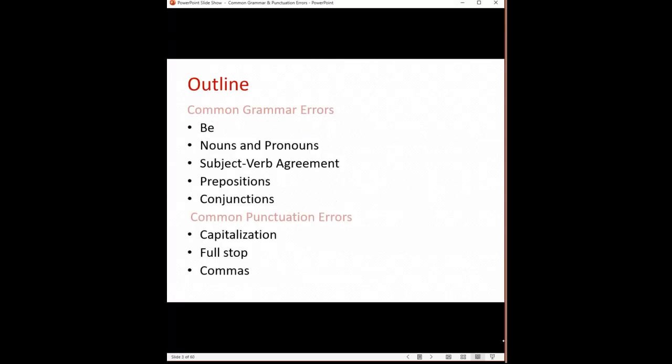Let's start with the outline of our presentation. It's going to be in two big parts. The first part will talk about common grammar errors, including verb to be, nouns and pronouns, subject-verb agreement, and prepositions and conjunctions. Then we are going to move to the second part, which is the common punctuation errors, including capitalization, commas, full stops, and others.